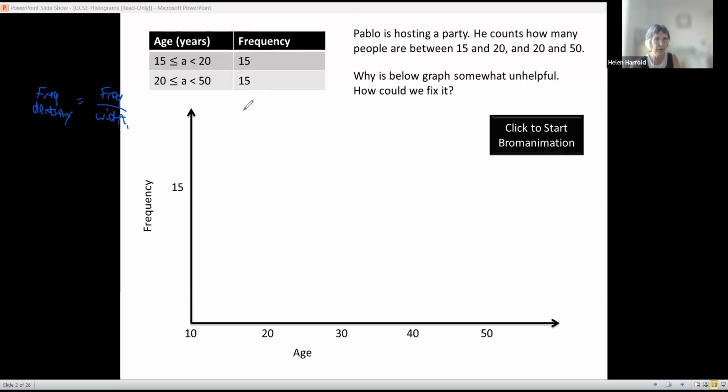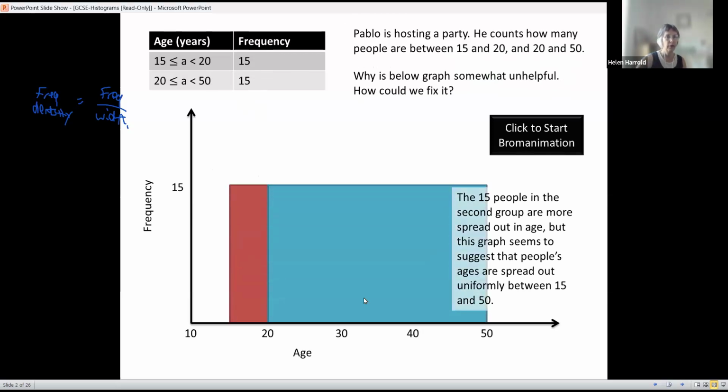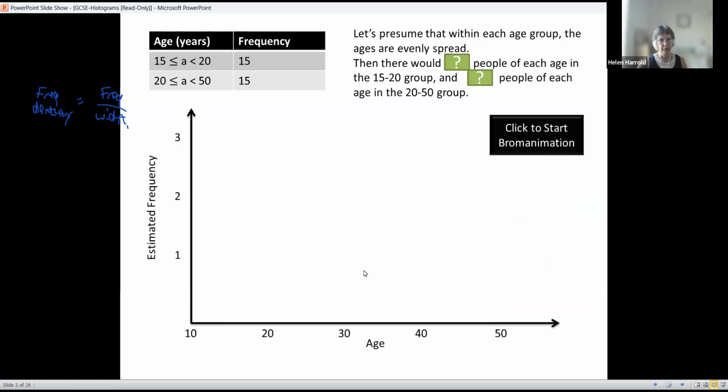So if you're just going to plot the frequency normally, it would be like that. This one goes from 15 to 20, up to 15. This one goes from 20 to 50, and it goes up to 15. The reason why you use histograms is because this one makes it look like there are loads more people in the 20 to 50 age group, but there aren't. There's the same number. But because the bar is so much bigger, it makes it look like there are so many more people, but there aren't. So that's why you use frequency densities.